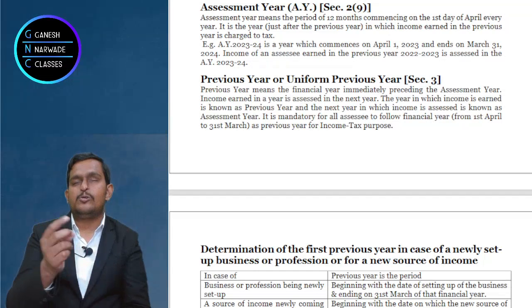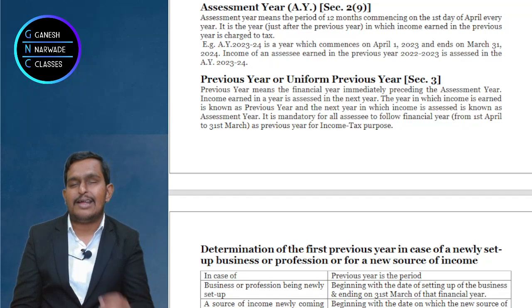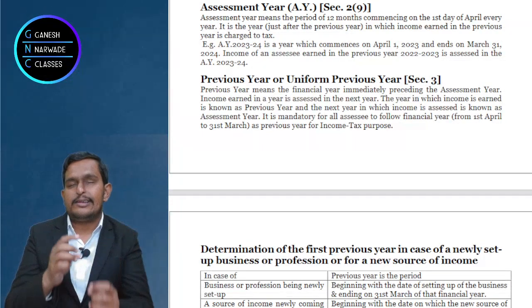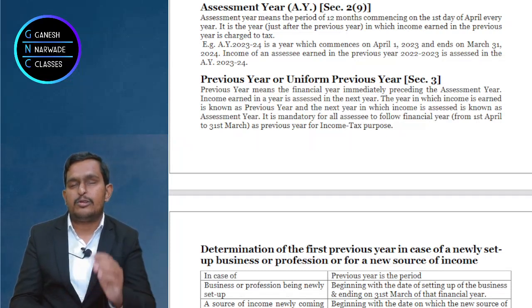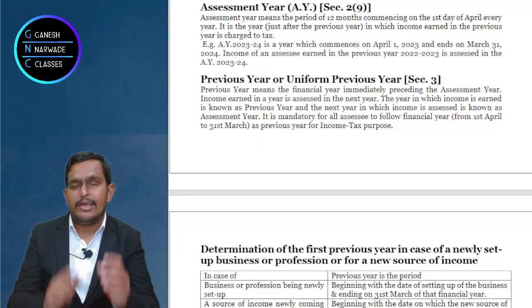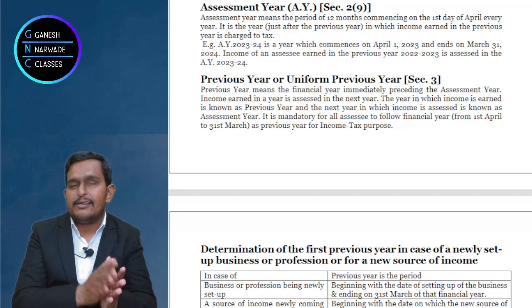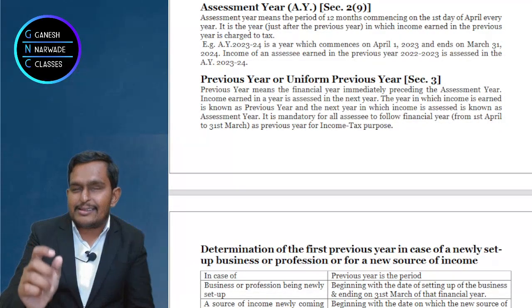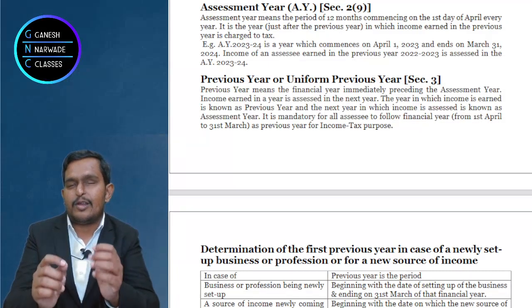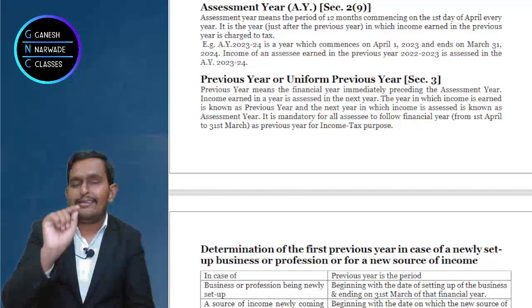Okay, so section 2 clause 9 talks about what? Assessment year. It's a period of how much? 12 months, starting from 1st April and ending with 31st March. For our exams, 2023-24 is your assessment year, 1st April 2023 to 31st March 2024. Then we discussed that you earn income in the previous year, and for that you pay taxes in the assessment year. Final settlement and declaration of income happen through a document called the income tax return.